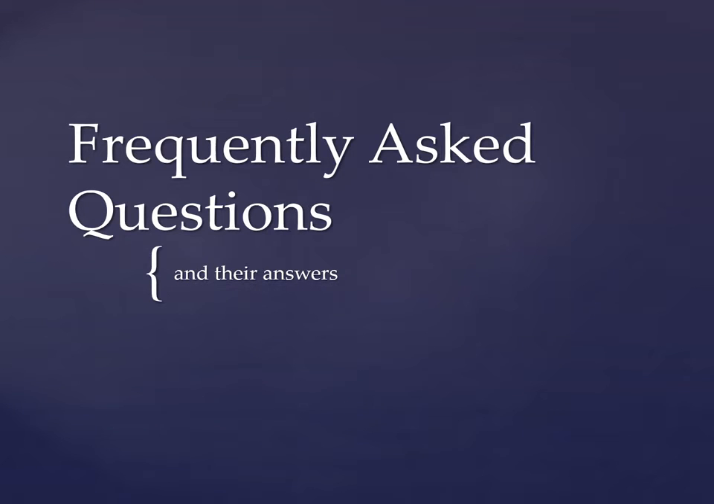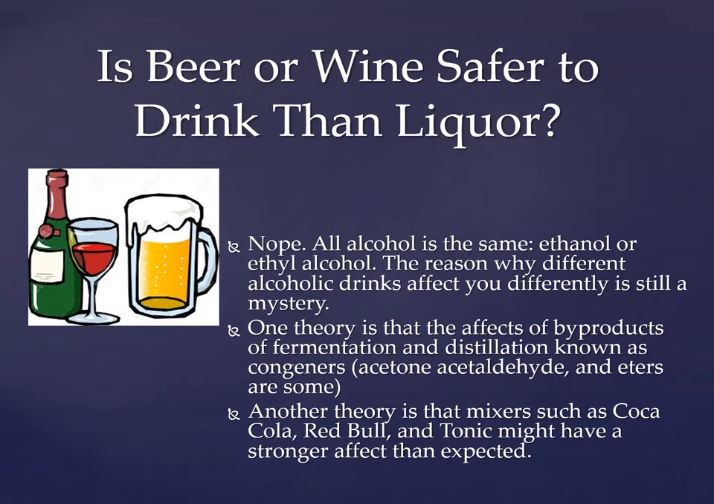A lot of you out there, especially young students, don't know enough about alcohol and its effects, and you have many questions, and we're here to answer some of them for you. No, all alcohol is the same, ethanol or ethyl alcohol. The reason why different alcoholic drinks affect you differently is still a mystery. One theory is that the effects of byproducts of fermentation and distillation, known as congeners, acetone, acetaldehyde, and ethers, are some. Another theory is that mixers such as Coca-Cola, Red Bull, and tonic might have a stronger effect than expected.